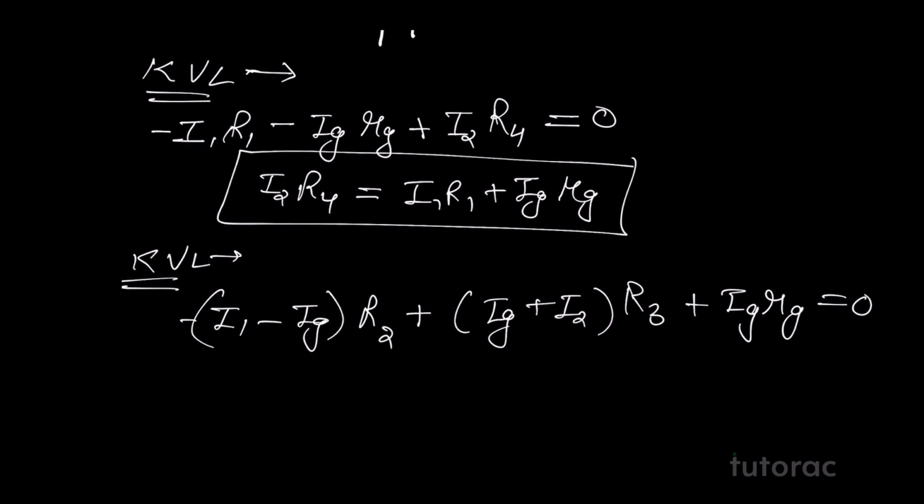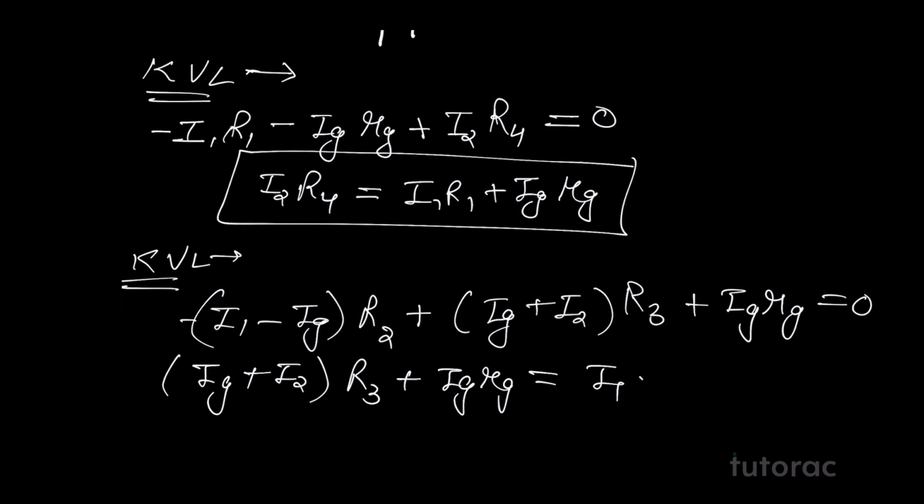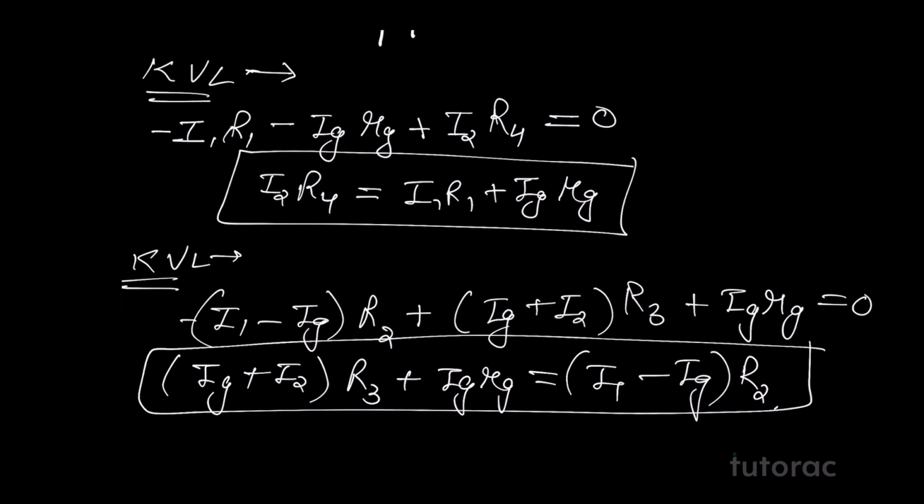Let's try to arrange this equation a little. Let's see what we'll get. We'll get (Ig plus I2) multiplied by R3 plus Ig Rg is equal to (I1 minus Ig) multiplied by R2. This we will get from the second Kirchhoff's voltage law.